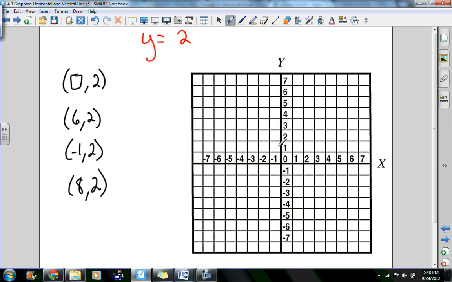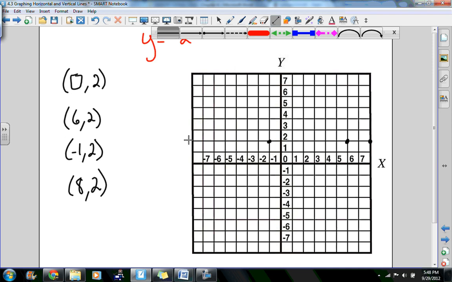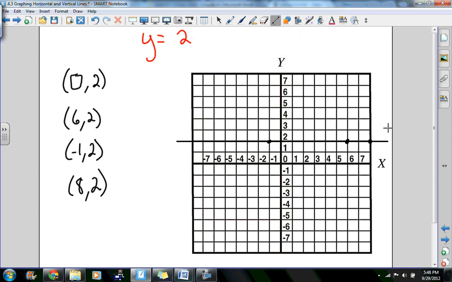So if we were graphing some of these, 6, 2 would be right here. -1, 2 would be right here. 8, 2 would be right here. And I hope you're seeing the pattern that they're all ending up on this line. And if we think about it, I'm hoping that you can see why. Because this graph here has a y-axis here. And if y is equal to 2, we have to think, where on the y-axis is 2? Well, it's right here. And as long as we continue to go this direction, it will always be 2. So it's always going to be a horizontal line.